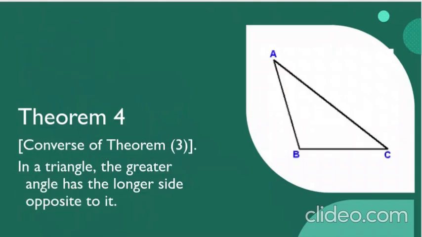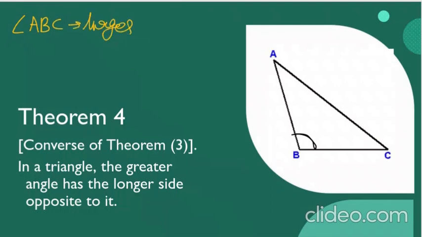Okay. Now, similarly, we have theorem 4, which is the converse, the vice versa of theorem 3. In a triangle, if an angle is greater, the side which is opposite to it will obviously be the longest side. Now, see this. In this scenario, sorry, not longest side, largest angle. So I'm writing here angle ABC, that is my largest angle.